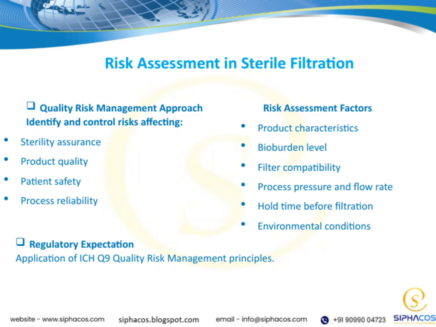When assessing risks, we consider several key factors. First, the product characteristics. Understanding the nature of what we're filtering is crucial. Next, we look at the bioburden level, which indicates the microbial load present. Filter compatibility is also important, ensuring the filter material suits the product. We examine process parameters like pressure and flow rate, as these can influence filtration efficiency. The hold time before filtration is another factor, as delays can impact sterility. And finally, environmental conditions during processing, such as temperature and humidity, must be controlled to prevent contamination.